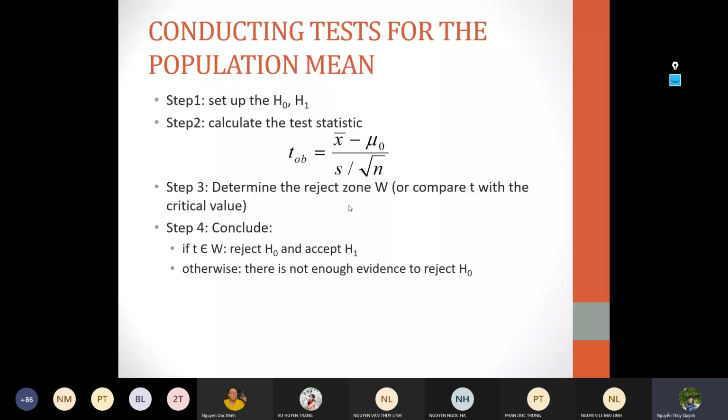We have almost 4 steps in doing the test. And here's the formula to calculate the test statistic for a t-test. We take the observed value of the estimate minus the suspected value, and divide by the standard error of the estimate. Then we will get the test statistic for a t-test.